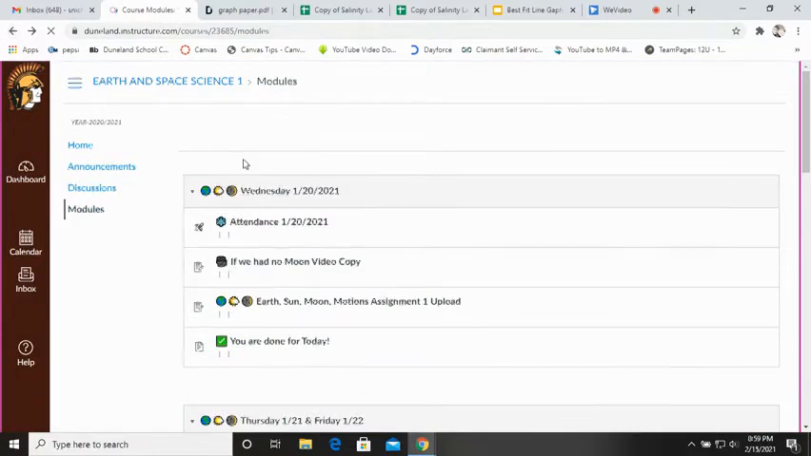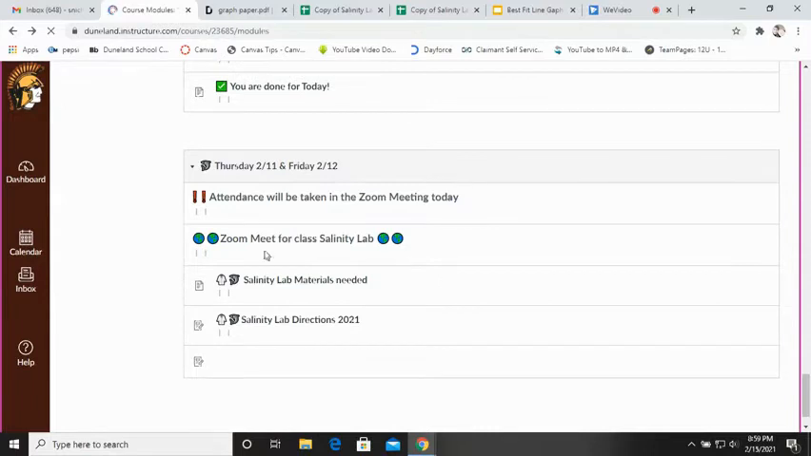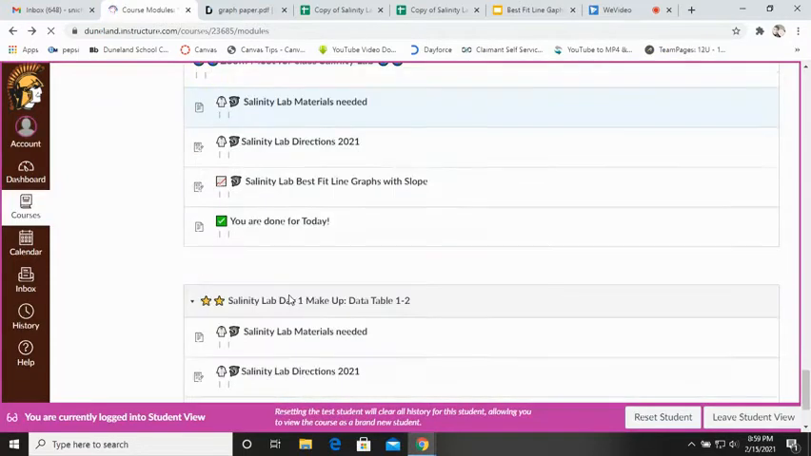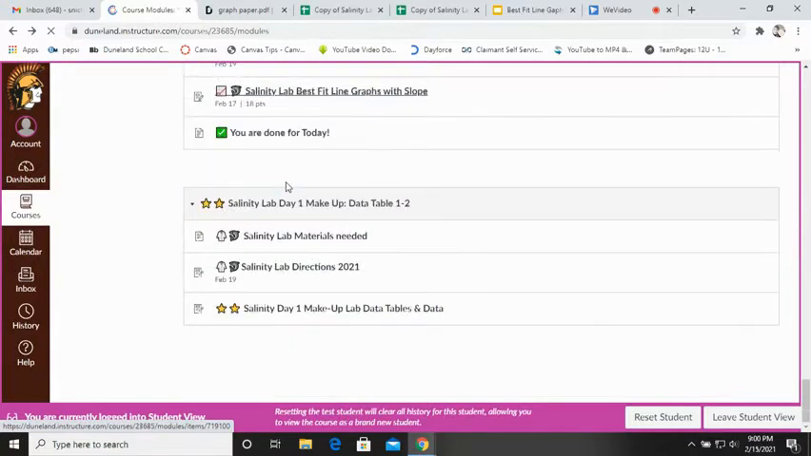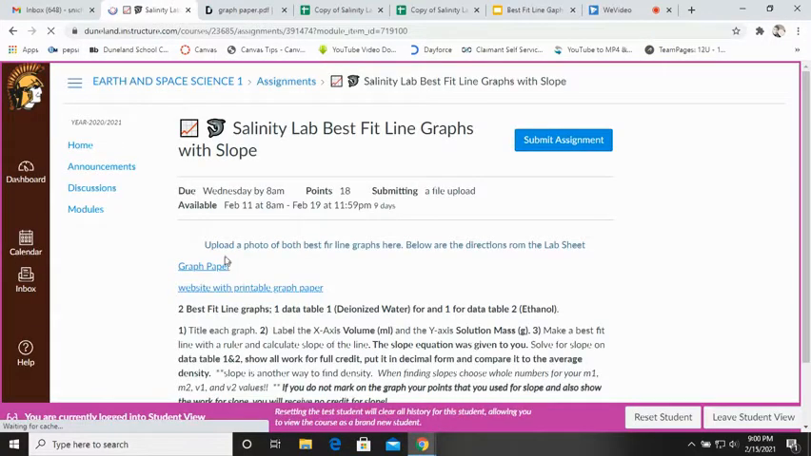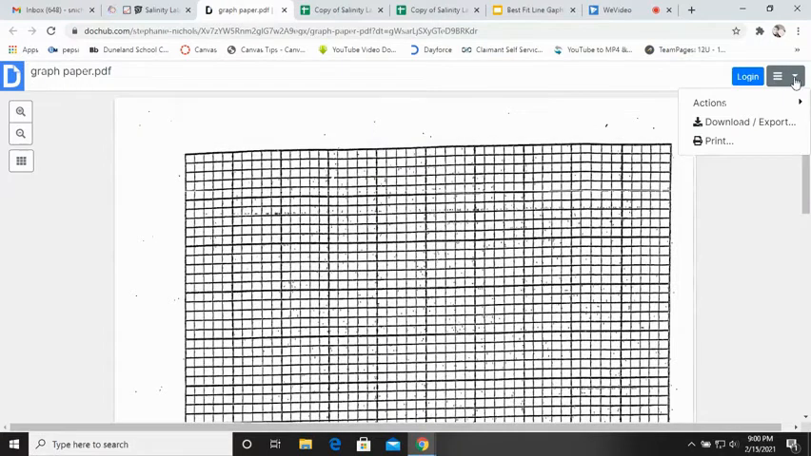Now, I am recording without having the module done, so I don't have tomorrow's module up and running yet, but the best fit line graphs with slope from last class that we looked at the very end of class will be in there. You need graph paper to complete the best fit line graphs. So I have my graph paper here, which is what I gave people in class. It opens up in .cub. And if you just go up here to the drop-down menu and hit print, you can print.